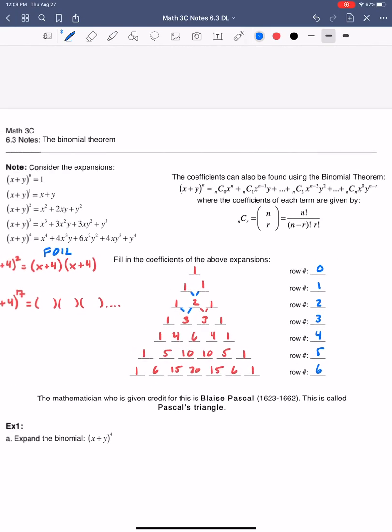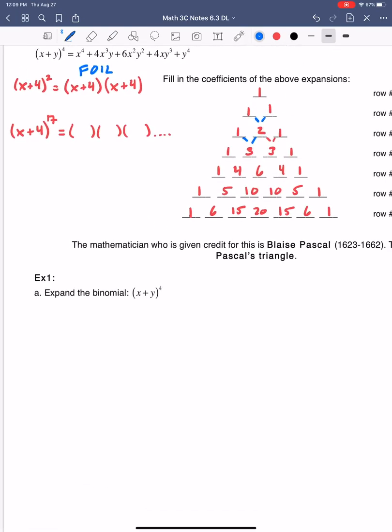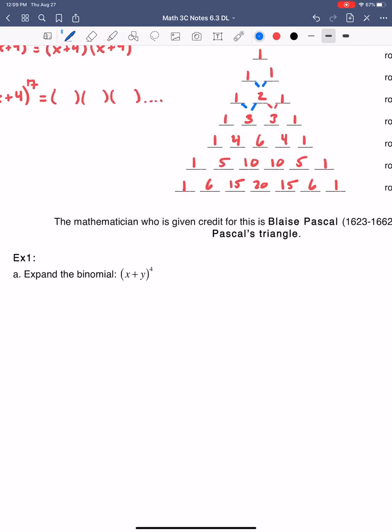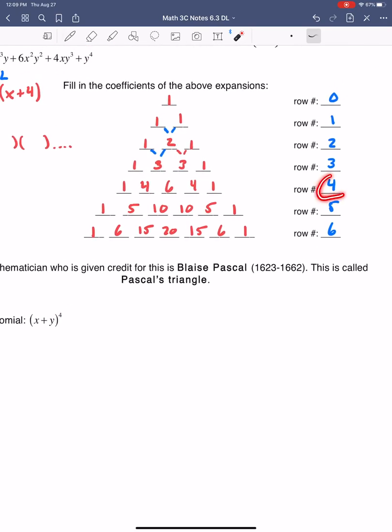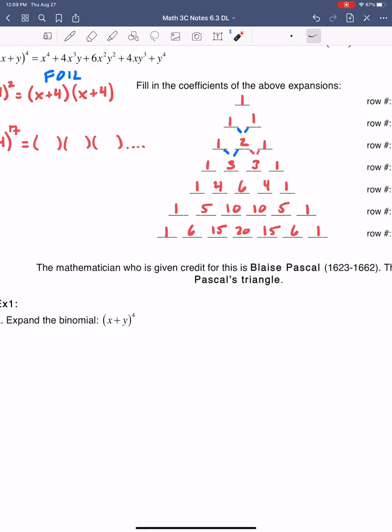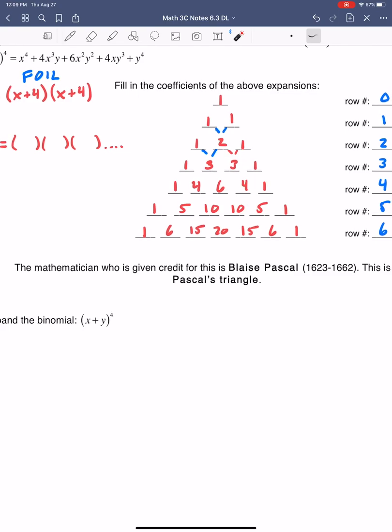Okay, so let me show you how you use this. This one says expand the binomial x plus y to the 4th power. The first thing that we want to note is what our exponent is. In this case, our exponent is 4. So that means that I'm going to use row number 4 for my triangle. The way that I like to do this, and there are different ways to organize it, is to check out what your row is. In this case, it's row number 4.